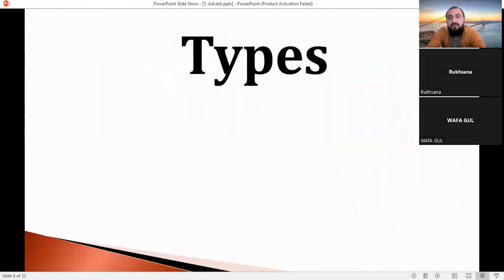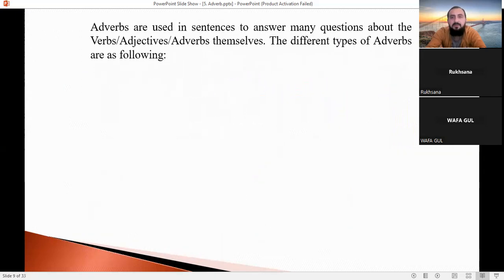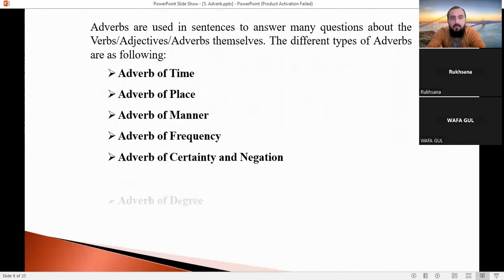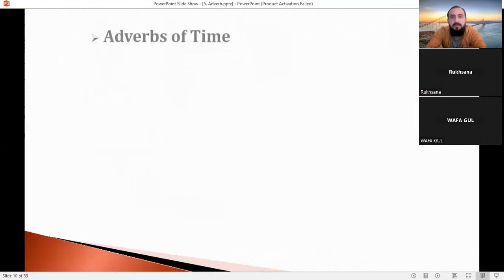Then we have types of adverbs. Ms. Roxana, can you read it? Yes, sir. Adverbs are used in sentences to answer many questions about the verbs, adjectives, or adverbs themselves. The different types of adverbs are as follows: adverb of time, adverb of place, adverb of manner, adverb of frequency, adverb of certainty and negation, adverb of degree, interrogative adverb. So these are types of adverbs, okay?